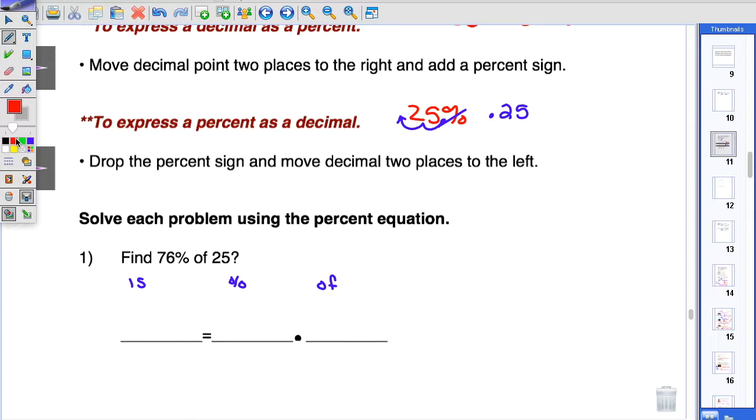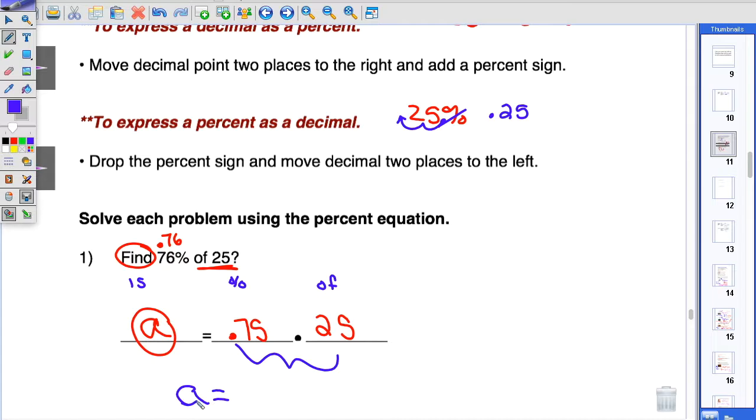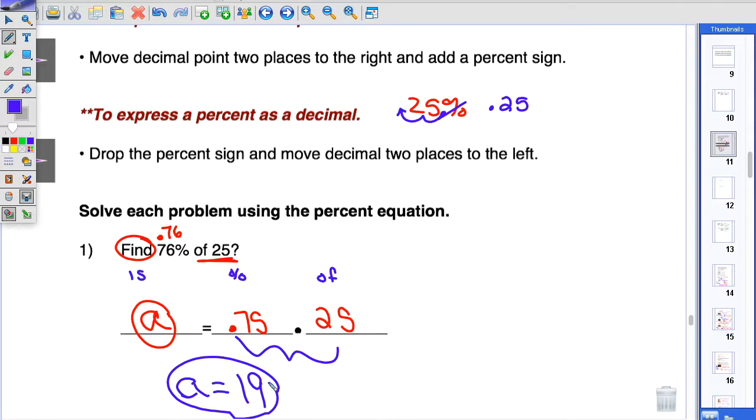My one suggestion is to take your percent right away and change it to a decimal, because that's what you're going to put into the equation. So your percent as a decimal is going to go in the middle. Of 25, so it's going to be in your of spot, 25, and we don't know what the is. That's your unknown, so that's your A. A is already by itself, so all we need to do is multiply 75 hundredths times 25. You can use a calculator, and when you multiply, you get 19. So 19 is 76% of 25.